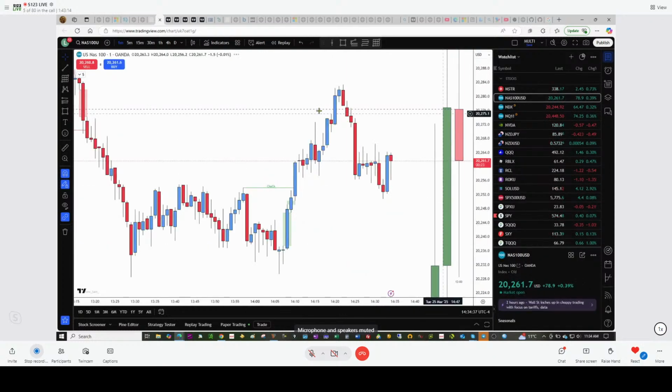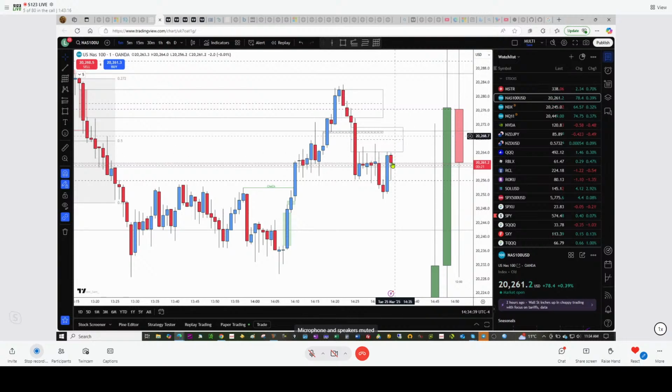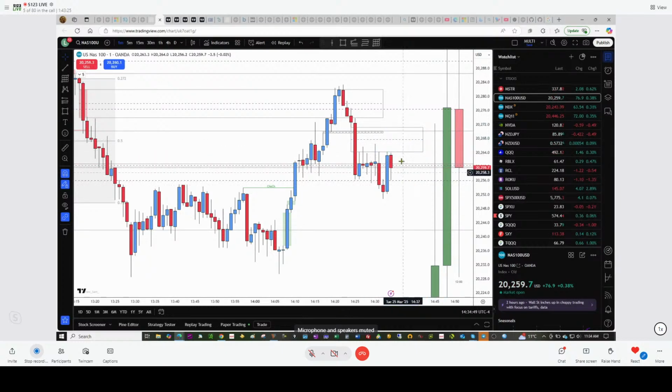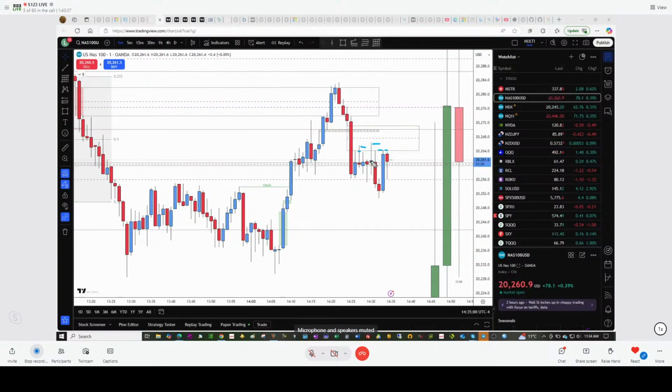NAS. All right, so NAS is trying again to come back up. So can they come back into this gap? They should. One more push into the gap again. So we're touching this gap a number of times. How many times we've touched it? 5 times already. Yeah. Let's make it 5 times. So it looks like we're going to go in. They might take out this high.